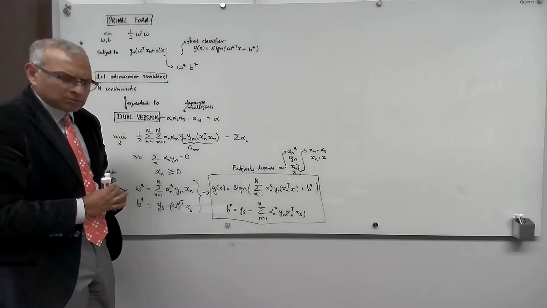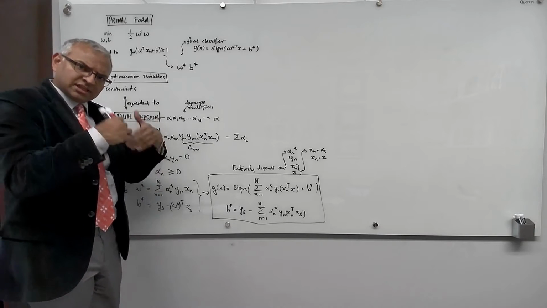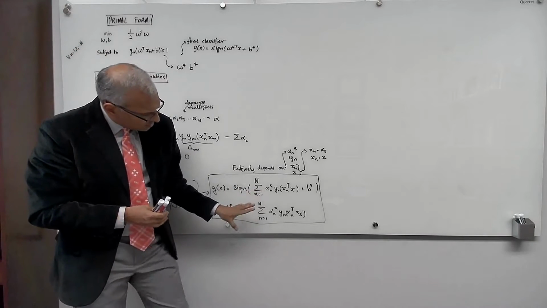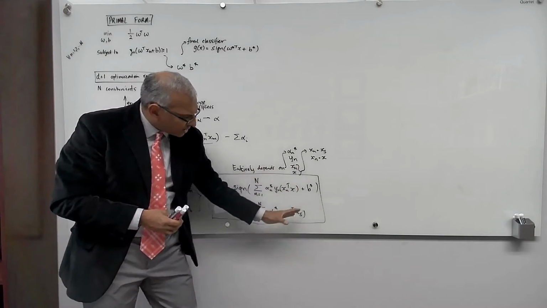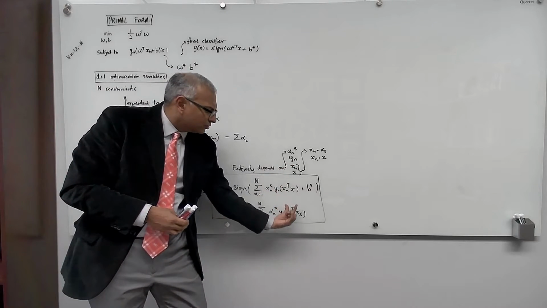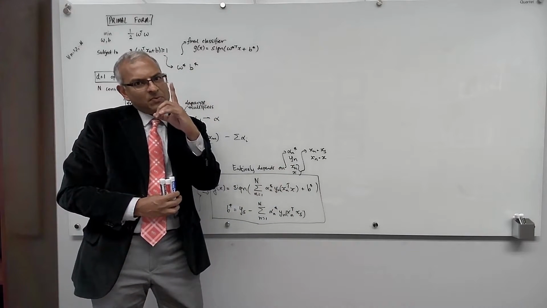Okay? Now, so let's get back to this main observation that the dependence of this final hypothesis on the data is only through dot products. And then I'll make one more observation.